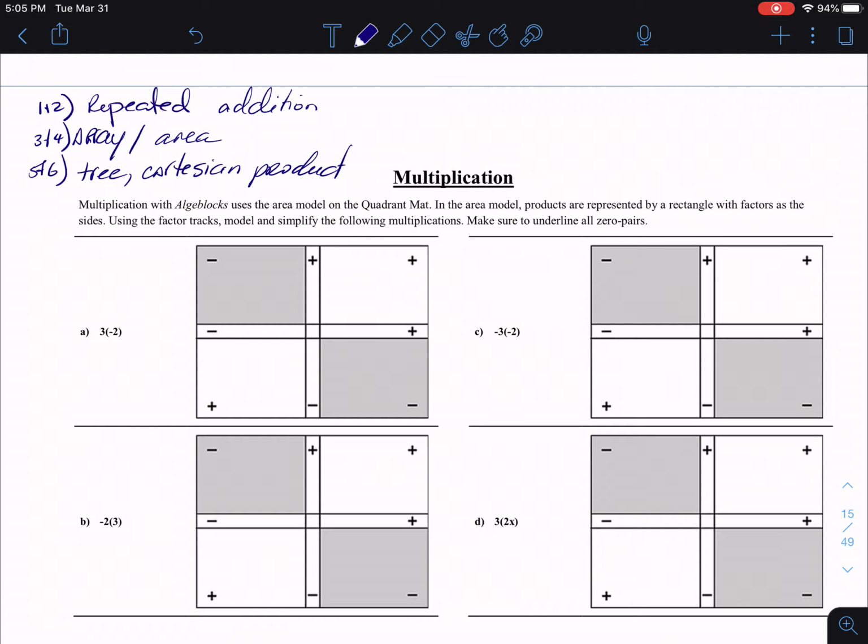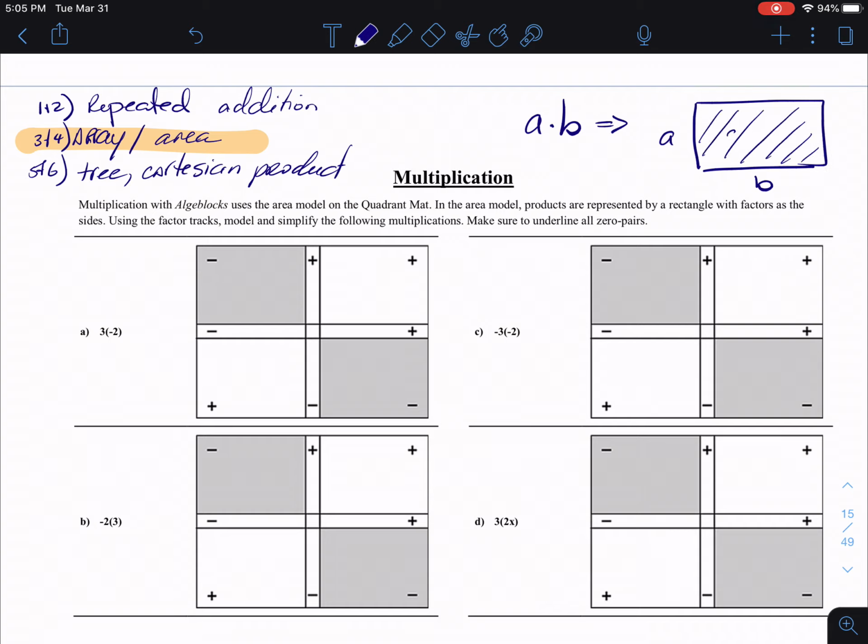So the Algeblocks model is based on the array area model of multiplication. If you remember, when we're multiplying A and B, what we're looking at is making a rectangle with those dimensions and finding the area. And that's the A times B. So anytime we're multiplying two numbers, those are going to be our factors or our dimensions, and the product is going to be the area.